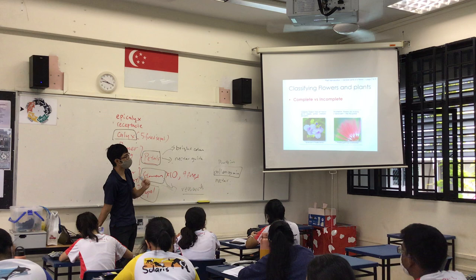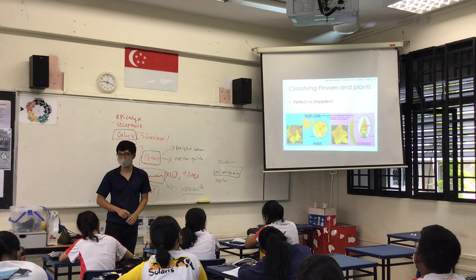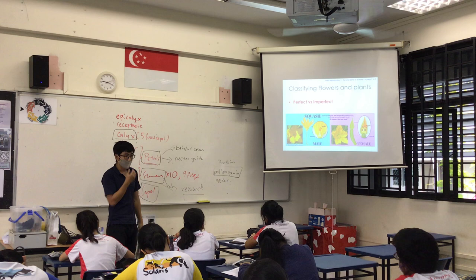Right, another term to introduce to you. Perfect versus imperfect. A perfect flower is a flower that comes with both male and female reproductive parts. In the plant world, you are perfect if you have both male and female parts. A flower is imperfect if it only comes with either male or female.